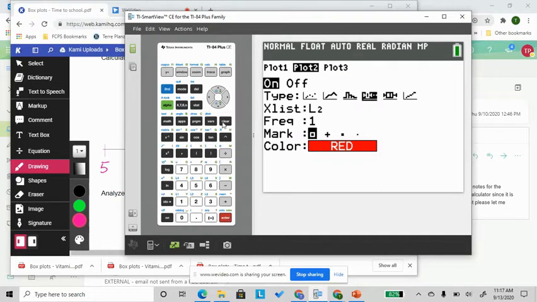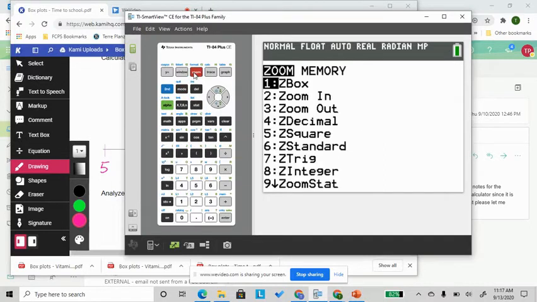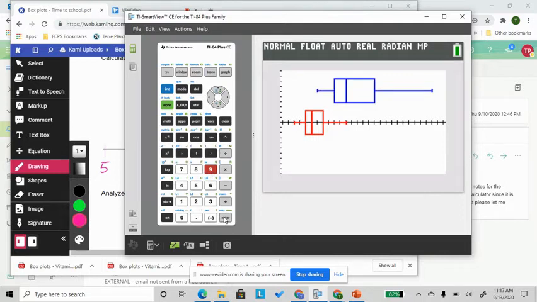Okay, so once you have that, you're going to go up to zoom. So I can quit out of that. You're going to hit zoom, and then 9 zooms it into your statistics that you have. So once you hit zoom 9, there's your 2 lists.